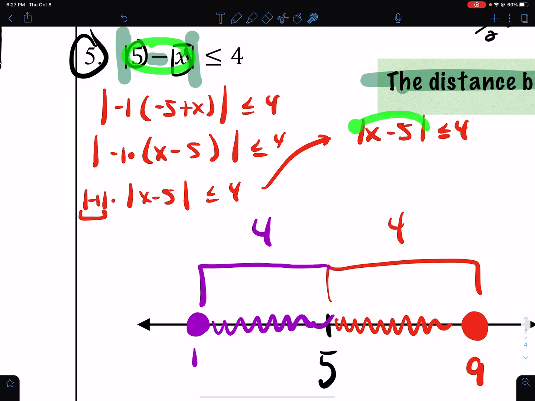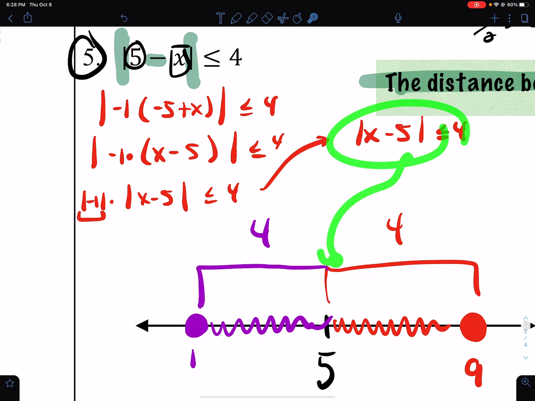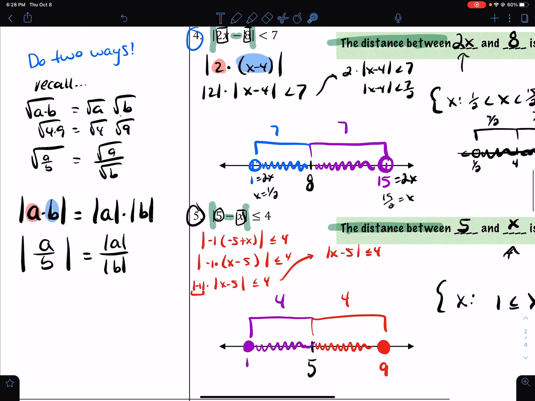Does it really matter the order in which we measure distance? If I start at 5 and go to x, or if I start at x and go to 5, it doesn't matter, right? This picture here would be the same there. So there's another quick way to do it algebraically. But again, I think using the number line is great.